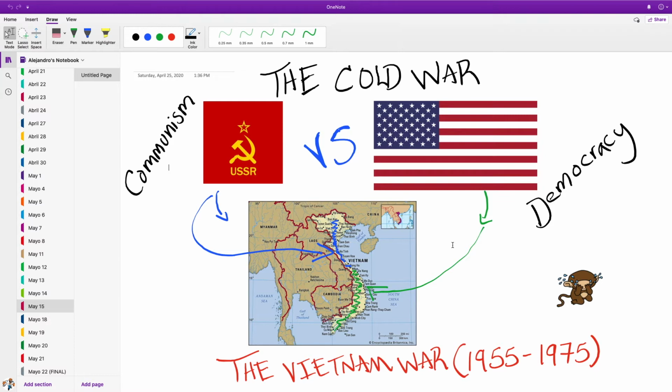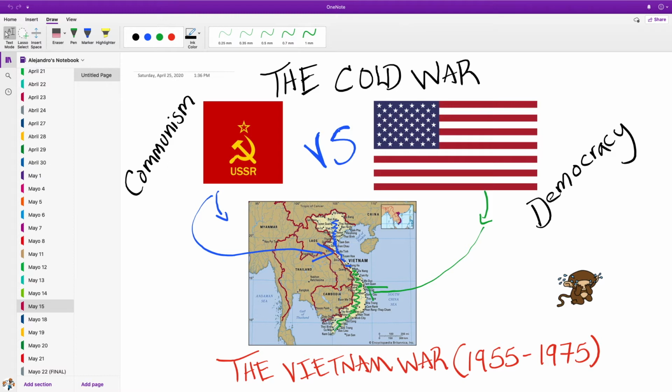So, like in 1953, the USSR sent soldiers to Vietnam. Actually, they sent most of them to the north. Do you see this blue part, this blue region? Okay, so they sent all the soldiers to the north because they wanted to teach them about communism. They wanted to create a communist government for Vietnam.